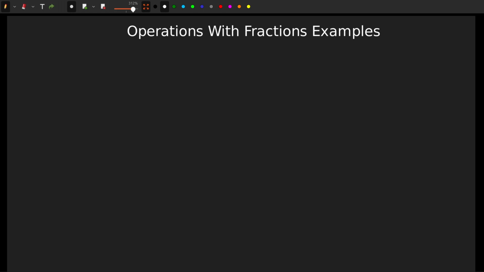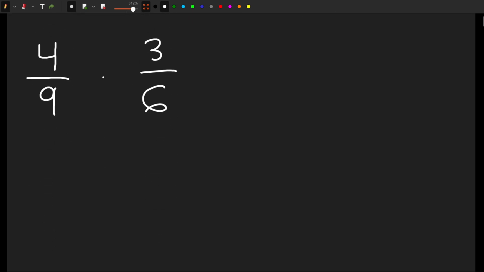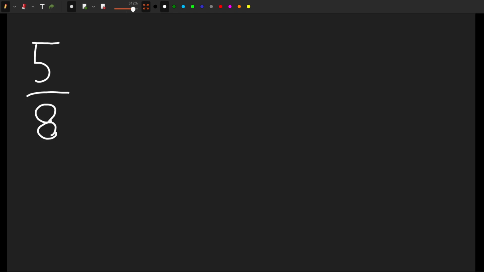multiplication. So for multiplication, our first example will be 2/5 times 3/7. Our next example will be 4/9 times 3/6. Our next example after that will be 5/8 times 6/25.